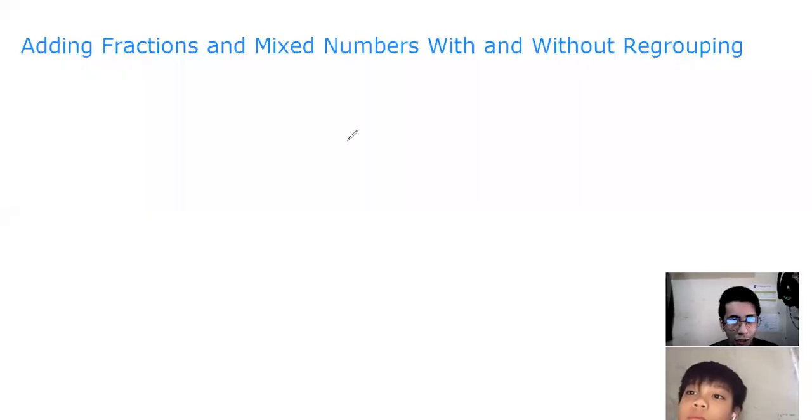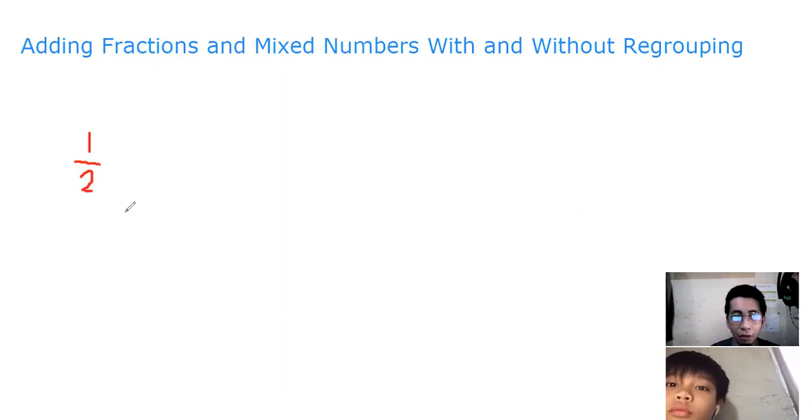So, adding fractions and mixed numbers with and without regrouping. So, for example, nakakita tayo ng 1/2. This 1/2 is a fraction. At ang fraction, kinocompose siya ng numerator and denominator.